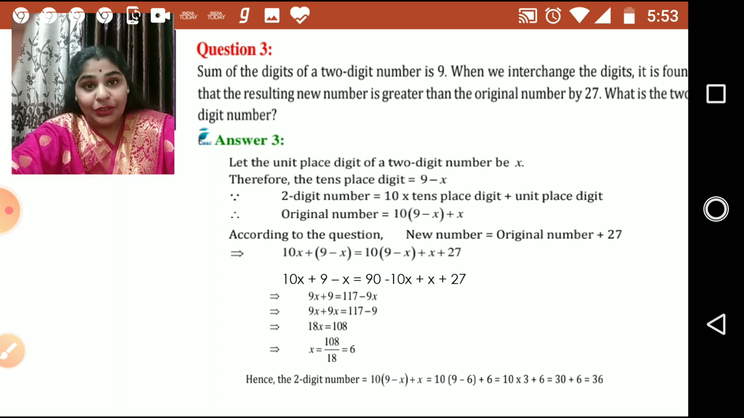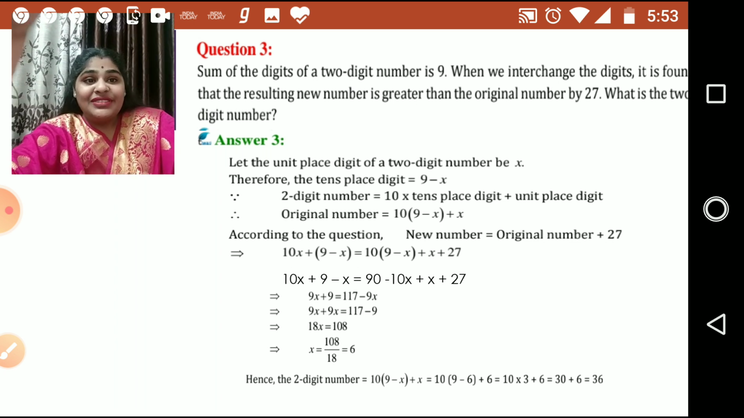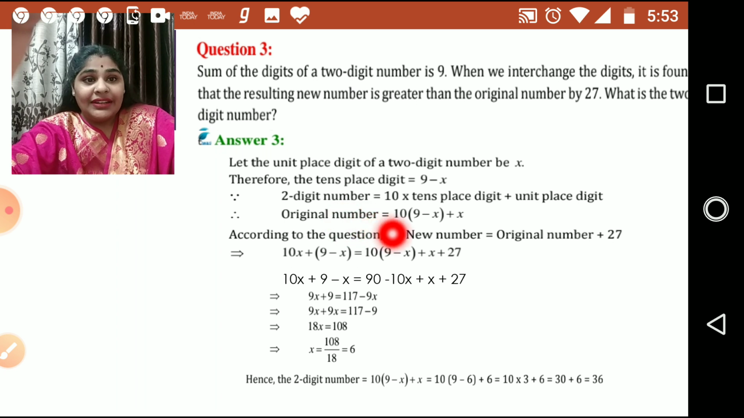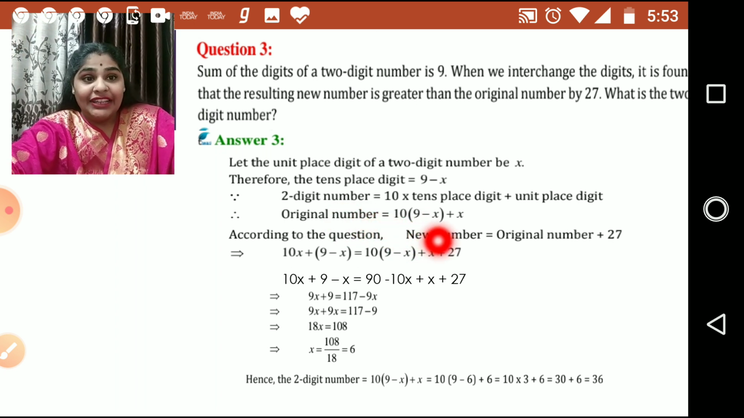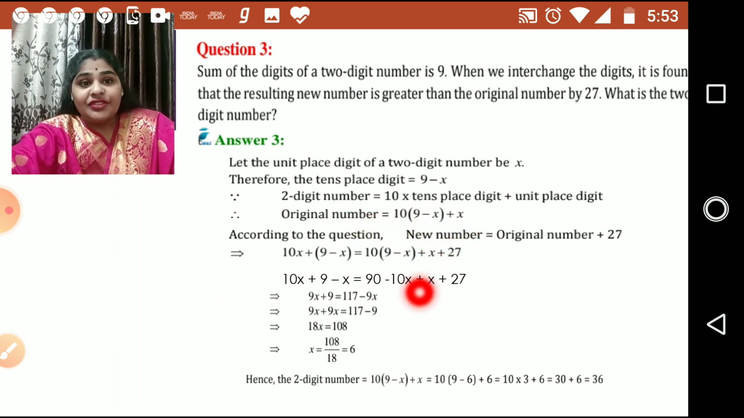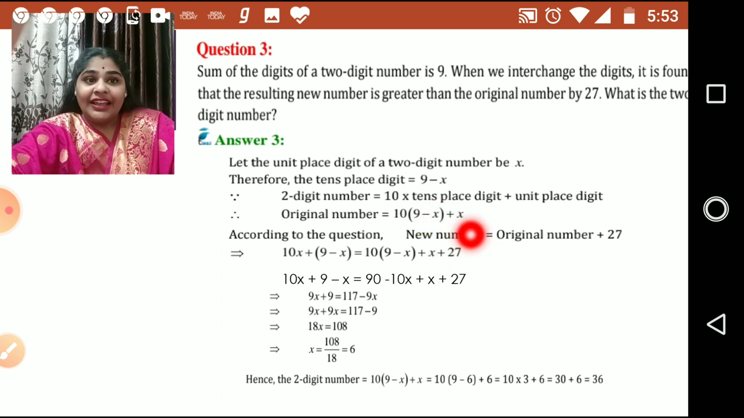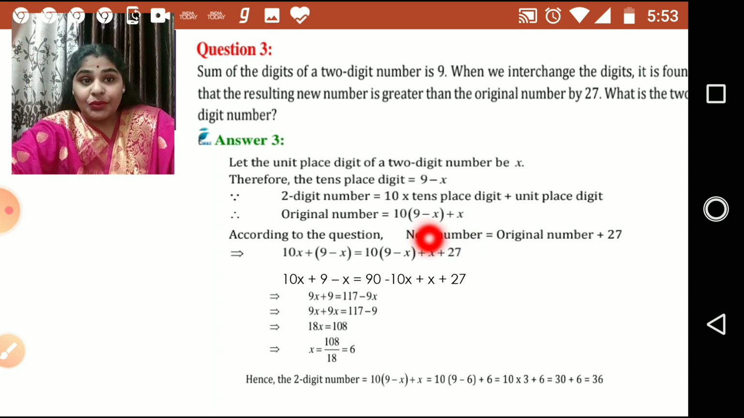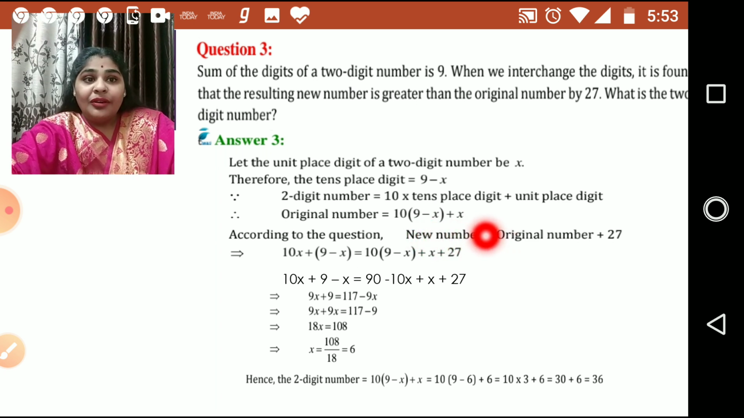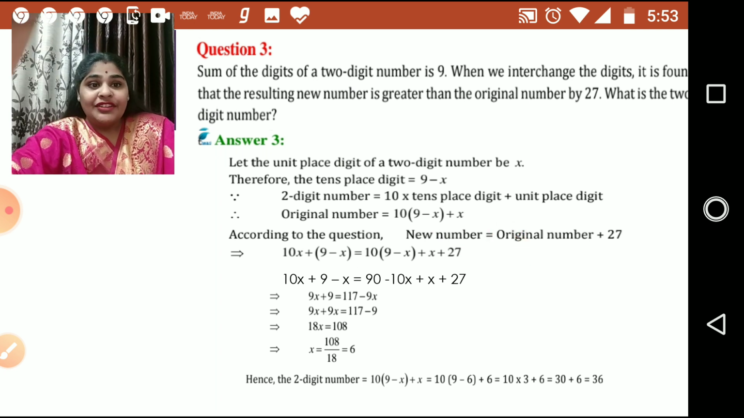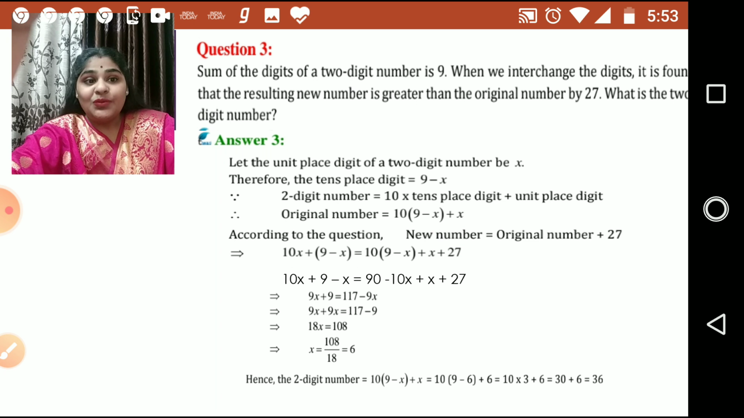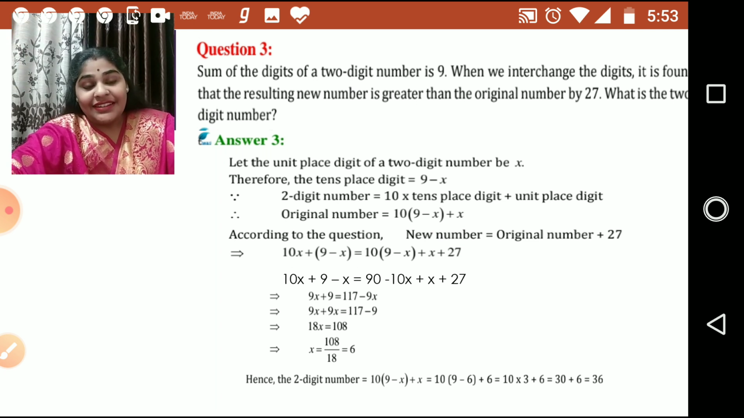Now let us find the 2-digit number. What was the original number? Can you see here, the original number is equal to 10 into 9 minus x, plus x. So substitute the value of x over here, which was 6, and get the value. So it is 10 into 9 minus 6, bracket close, plus x, which is nothing but equal to 36. So this was the 2-digit number, children, that is 36. I hope you understood this.